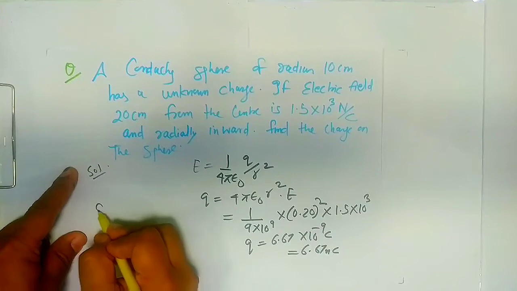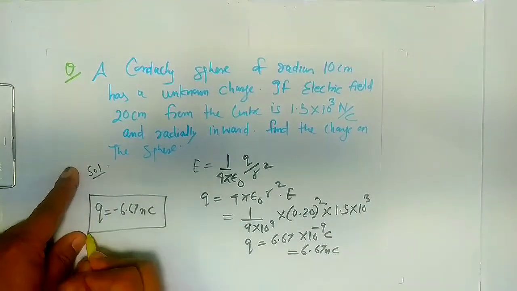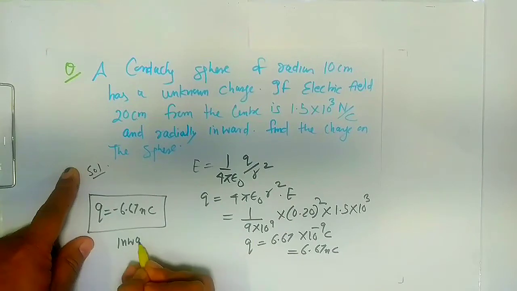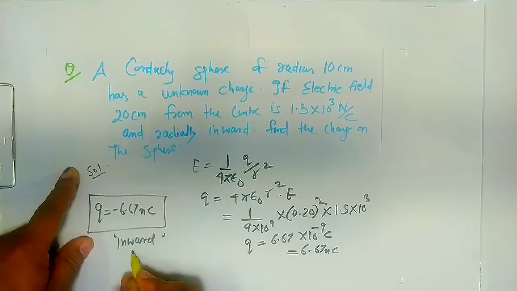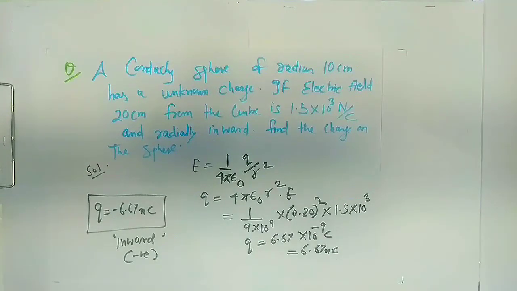And do you know what is the sign of the charge? It will be minus 6.67 nano coulomb. Why? Because it is inward. Inward means negative charge is in that. Outward means positive, so radially inward. So this was the question asked in the board exam. It's a very important question in NCERT.